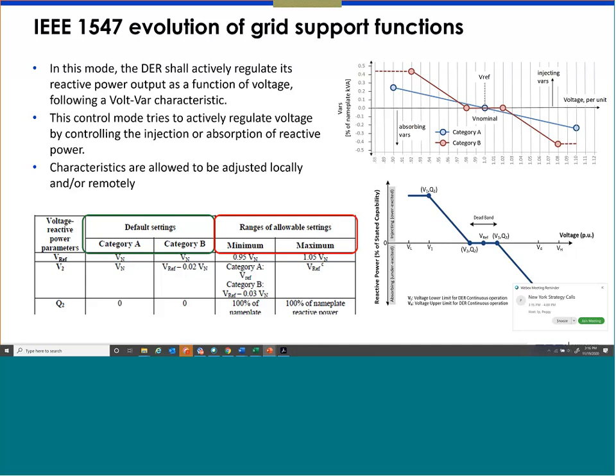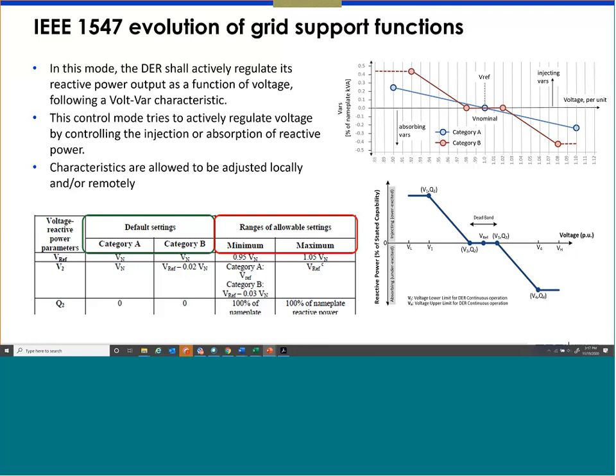Now, is it possible to have a setting outside that range? For example, if for whatever reason you want to use 0.93 as your VREF point, the standard does not reject that. The standard doesn't say that you cannot do that, but it's not automatically approved or included in the standard. If you want to use anything outside the range, then that will be a mutual agreement between the utility and the DR owner or operator.